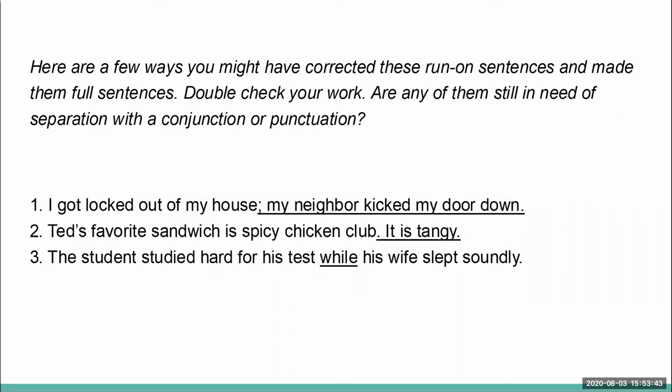By adding a semicolon, we have separated the two independent clauses, "I got locked out of my house," and "my neighbor kicked my door down." Another way to fix this might have been putting an "and."